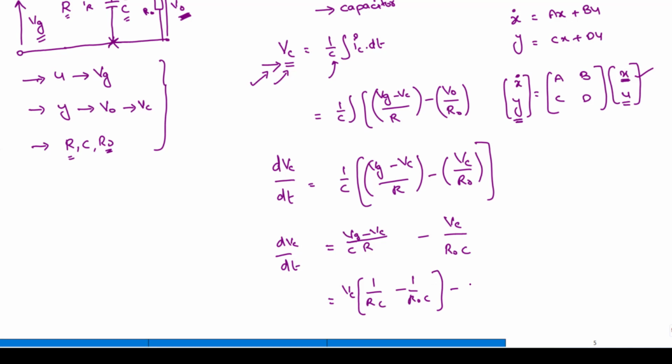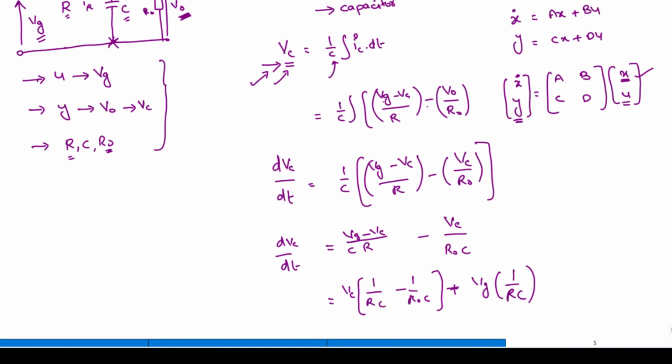This is minus. So this is Vg, right? This will become plus Vg, you take common, 1 by RC. See, here the plus and minus plays a very important role. Why? You observe carefully. Vg minus Vc by R minus V0 by R0.